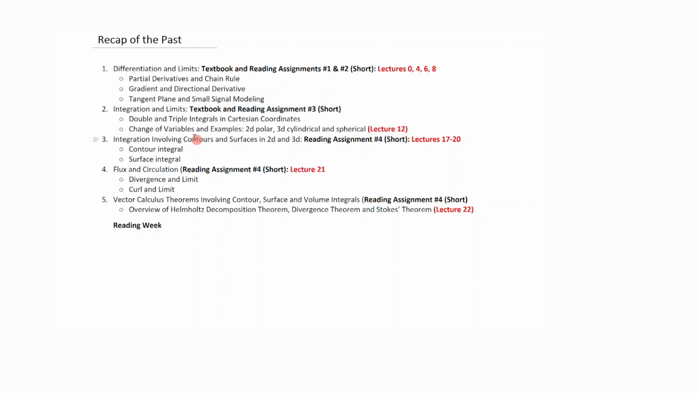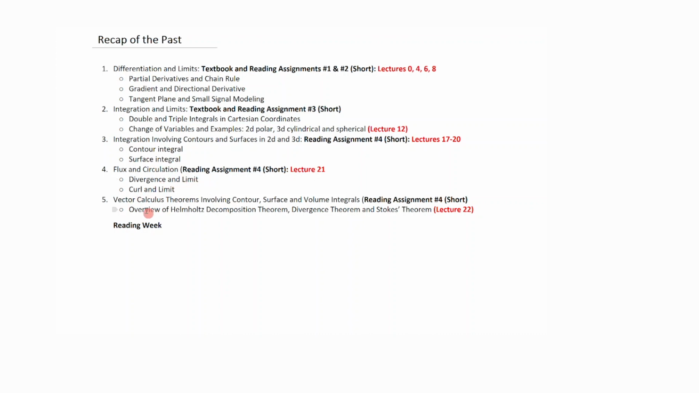And integration involving contours and surfaces in 2D and 3D, this is extracted from reading assignment 4, short, and these are basically the contents of lectures 17 through 20. So we did contour integrals and surface integrals. In lecture 21, we introduced the concepts of flux and circulation. And also from this, we came up with the definition for the divergence of a vector field and also the curl of a vector field. In both cases, it involved taking limits.